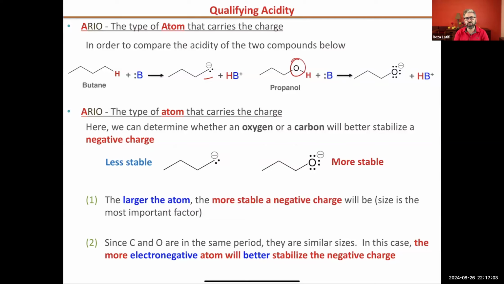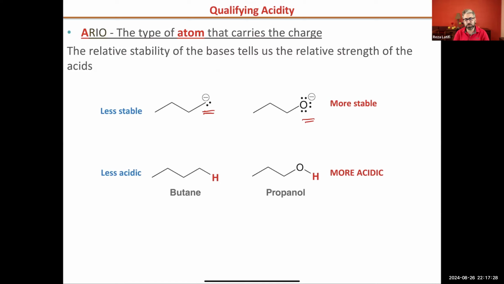And we said this one, because it has carbon versus oxygen, and oxygen is more electronegative than carbon, oxygen is more capable of handling the negative charge. That means propanol is going to be a stronger acid than butane. So this one will be more acidic than butane.